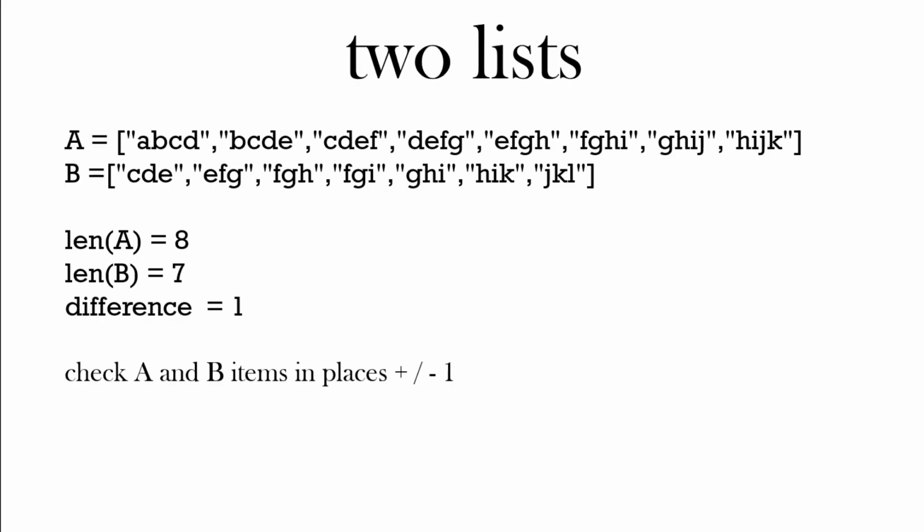So let's try first where they are within plus or minus 1. In this example we have a list with a length of 8 and a second list with a length of 7. So the difference is only 1. So when we align them, we assume the items are either going to be in the identical same place or give or take either side by 1.